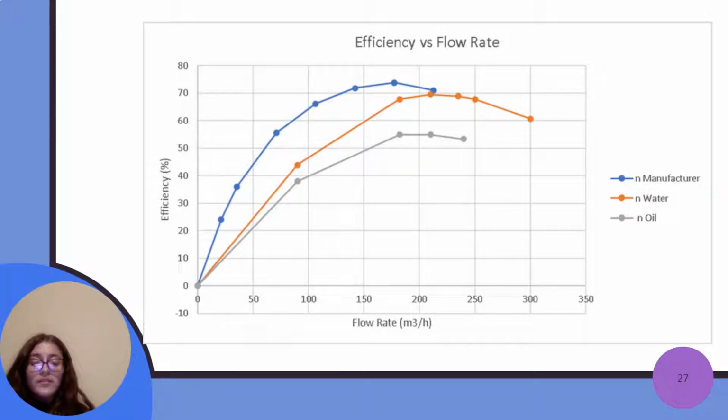Analyzing the efficiency versus flow rate graph, it can be seen that the water and oil curves are below the manufacturer's curve until the value of 200, 210 cubic meters per hour. After that value, the curve of the water reaches the manufacturer's curve.